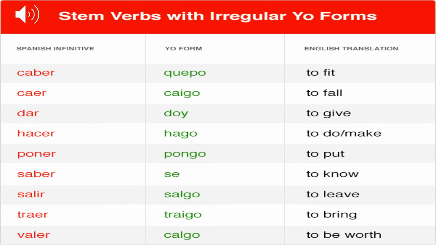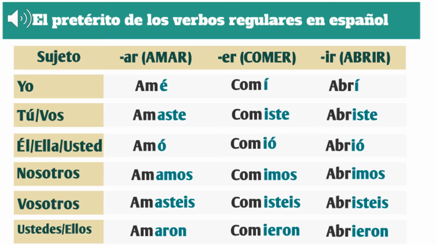So you have tengo, caigo, doy, hago, pongo, sé, salgo, traigo. It's very essential for you guys to read up on this and understand which words to identify when you see them. Usually at your level, they'll let you know. But these are the words used in everyday life that are go-go verbs that you'd have to worry about. So these are all of them right here.